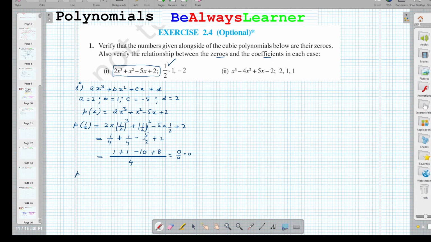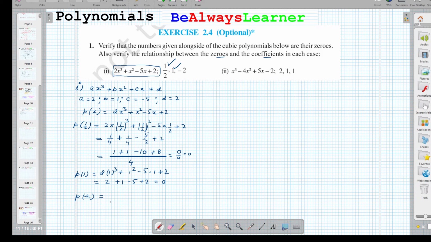Now here we are computing the polynomial when the zero is 1. We are going to use the same method and put the value 1. It will be 2 into 1 cube plus 1 square minus 5 into 1 and plus 2. So it can be solved as 2 plus 1 minus 5 and plus 2. Agar in sab ka add karte hain, this comes out to be 0. So this is a zero of the given polynomial.